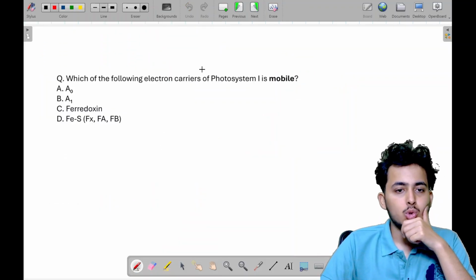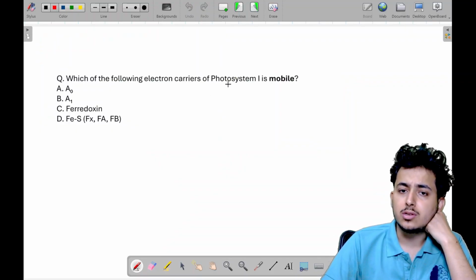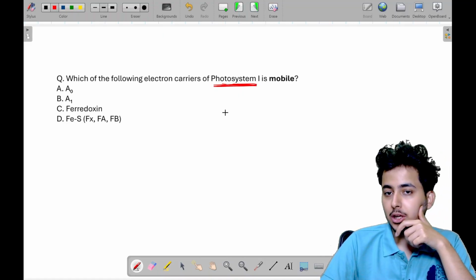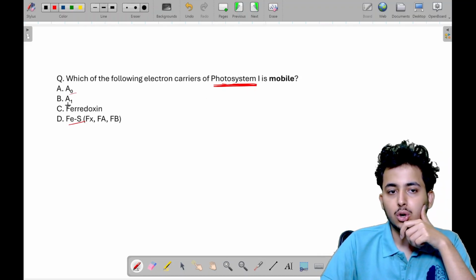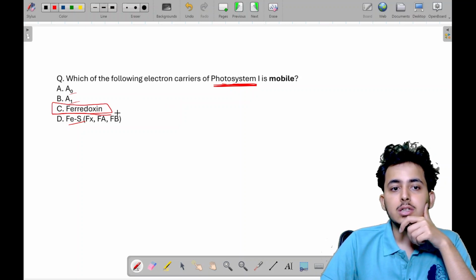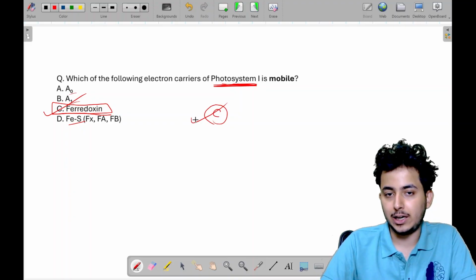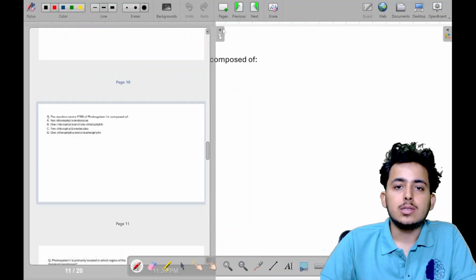Coming to the next question: based on the structure that we have studied, which of the following electron carriers of photosystem 1 is mobile? As I told you, here you have different kinds of iron sulfur proteins, A0, A1, A2, all these kinds of things. Out of them, ferredoxin is the mobile carrier. This is something you should remember as a fact, that ferredoxin is the mobile electron carrier.